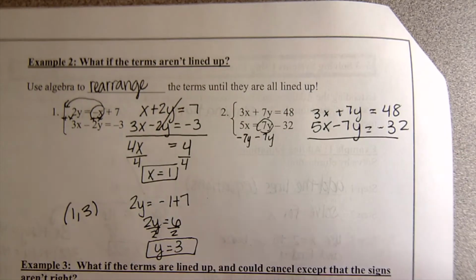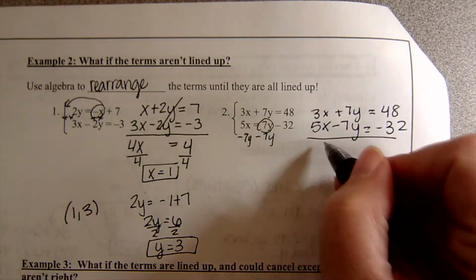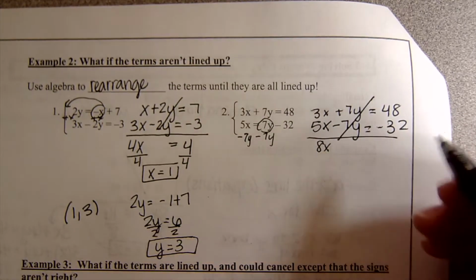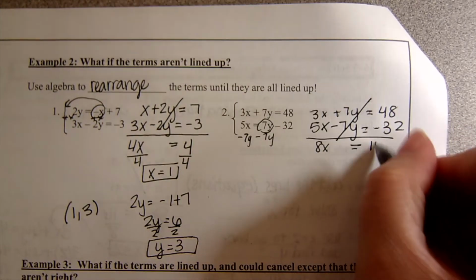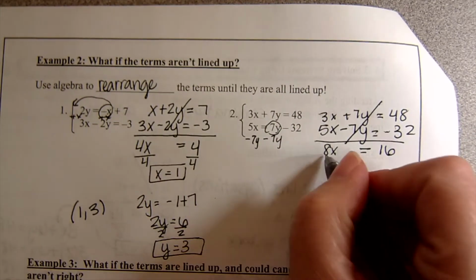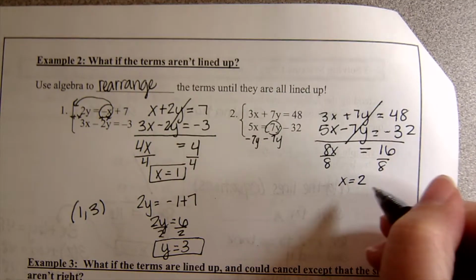So go ahead and add those two lines together. What do we get? 8x. The 7y and negative 7y cancel, equals 16. Then what next? Divide by 8 on both sides, so x equals 2.